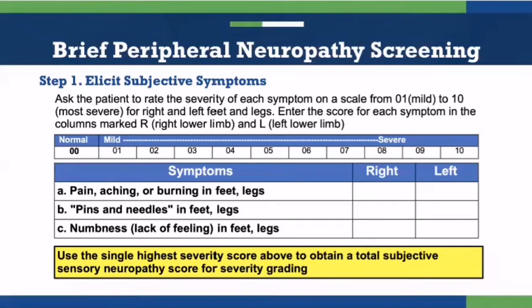So step 1, you have to elicit subjective symptoms by asking the patient to rate the severity of each symptom on the right and the left lower limb. You may ask if the patient is having pain or aching or burning in his right foot or left foot, or right leg or left leg. And then you do the scoring.